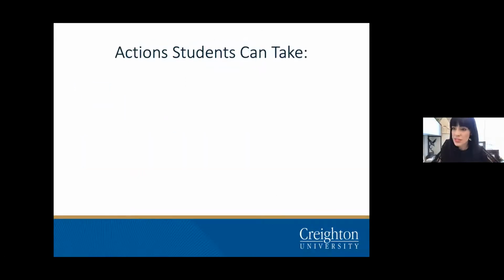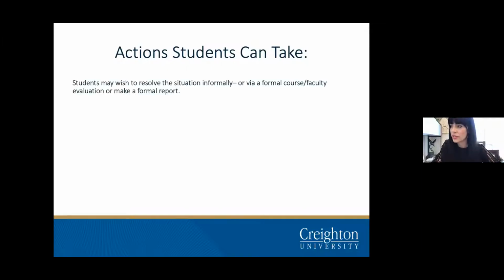So sometimes the questions come up as what actions students can take if they feel like they're being mistreated. So per our policies, students could decide that they want to resolve the situation informally. I'm going to go talk to that attending and tell them they made me feel uncomfortable. That's a pretty courageous student, but they could do that. They don't have to formally report it if they didn't want to.